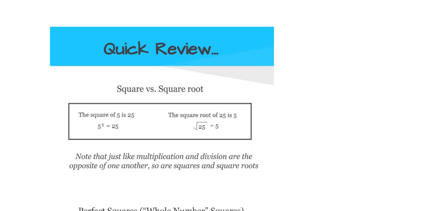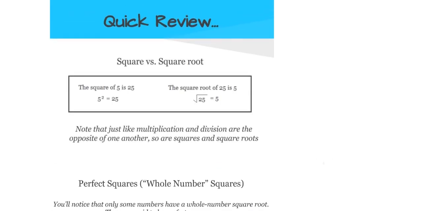So, quick review though. We're going to go over some things that you learned last year. You might forget. That's okay. We'll go over it again. The difference between a square and the square root. There's a bit of a language to this. If I said 5 and then put a 2 right there, what's another way of saying that? That's 5 squared.